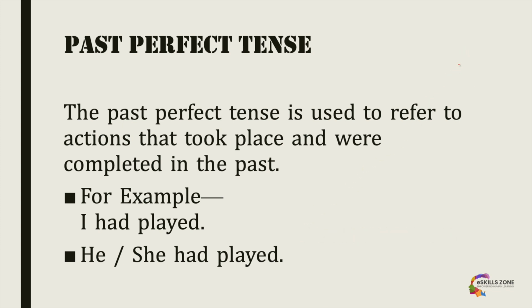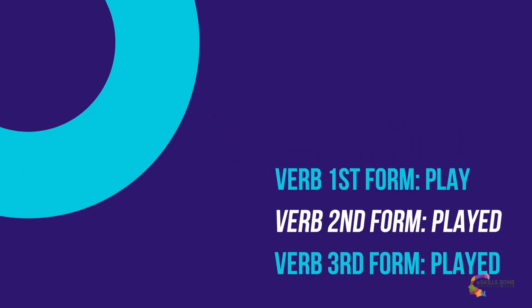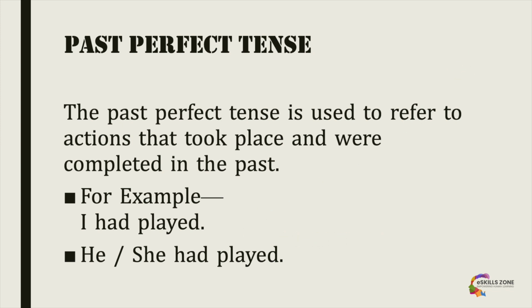Let me give you a quick example. I had played. So here we use the third form of the verb. The first form is play, the second form is played, and the third form is played. And remember, with all pronouns we use had. There is only one helping verb in this past perfect tense. So whether you're using he, she, it, I, you, we, they, there's only one helping verb, had, will be used in this tense.